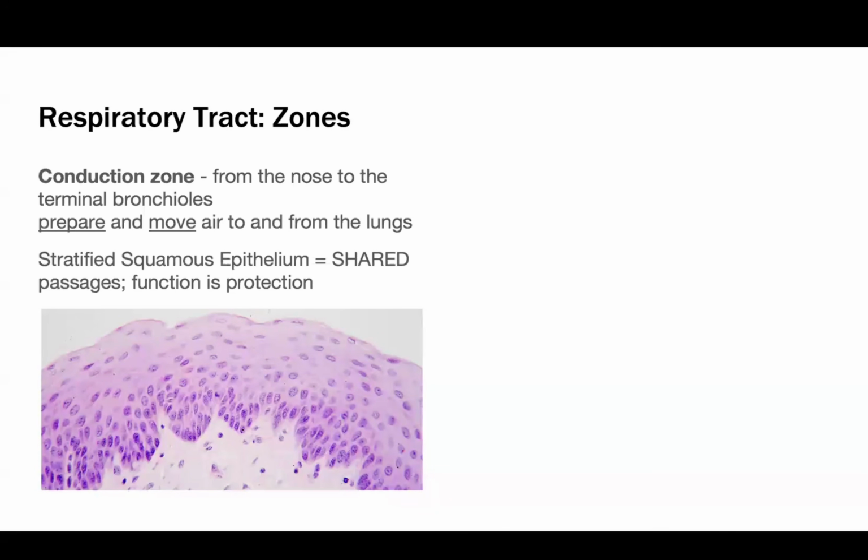We've also got shared passages along your respiratory tract. What do I mean by shared passages? Think about your oropharynx and your laryngopharynx. These are shared spaces between food, water, and air. And this is why you have stratified squamous epithelium. This is thick and tough, at least compared to your respiratory epithelium, and it makes sense because you want to withstand abrasion from both food and air.